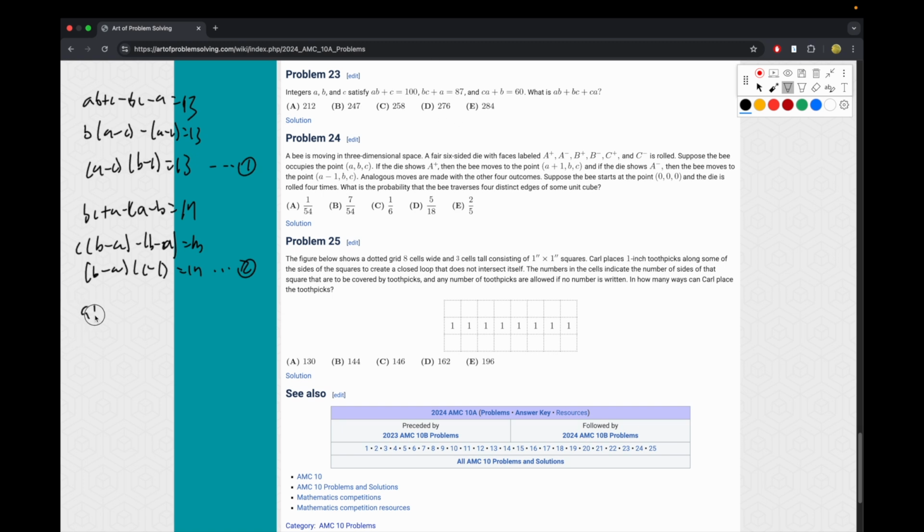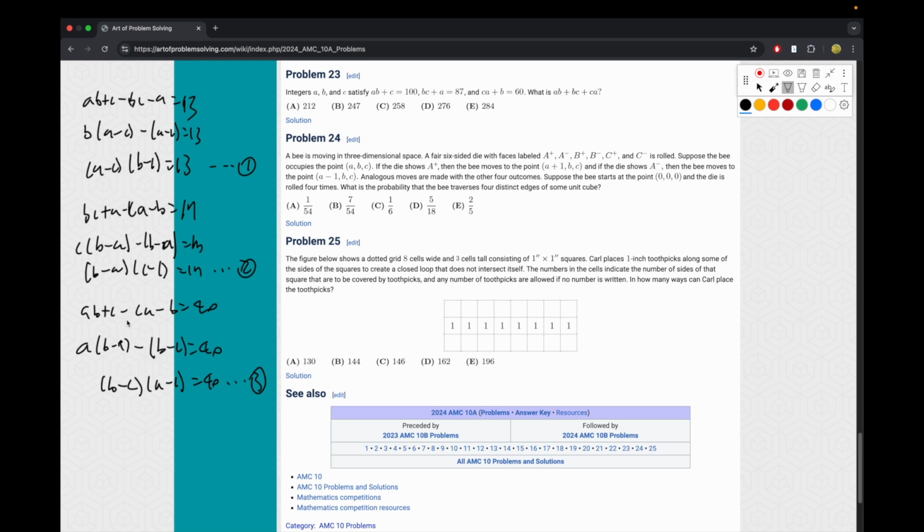So we have ab plus c minus ca minus b equals 40. And this is c. So we have b minus c times a minus 1 equals 40. That is our third equation.